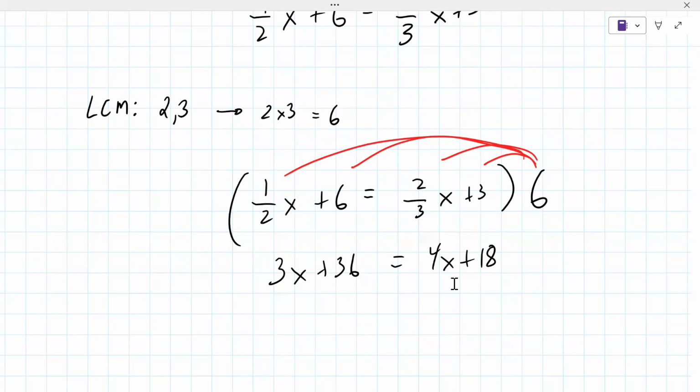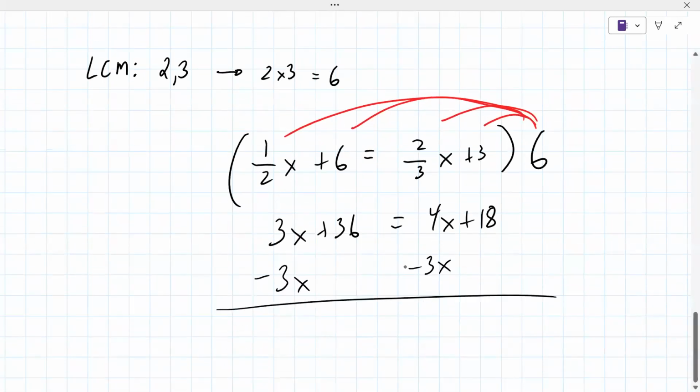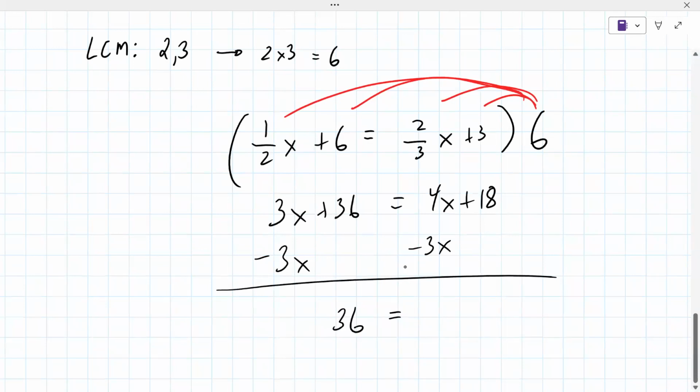I wouldn't combine like terms, because there are no like terms on either side. So now you have to move stuff around. I'd subtract 3x from 4x. Yes. And then I'd get 36 equals 1x plus 18.